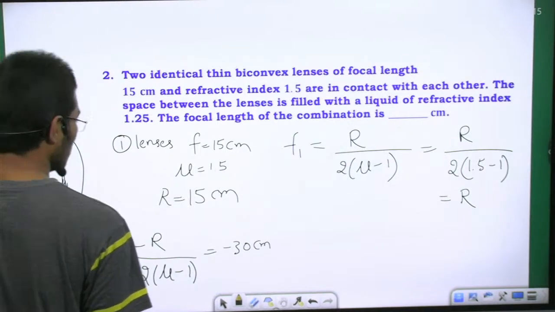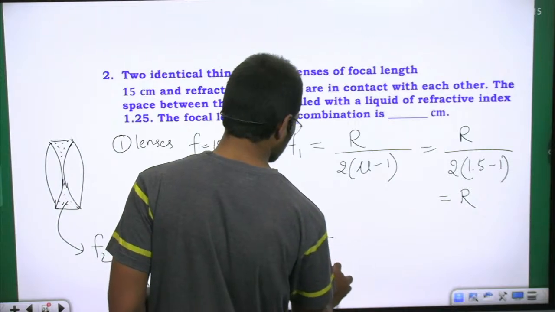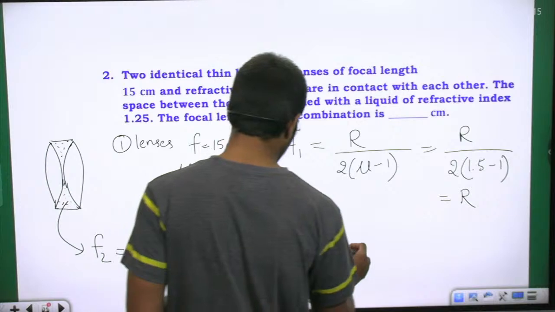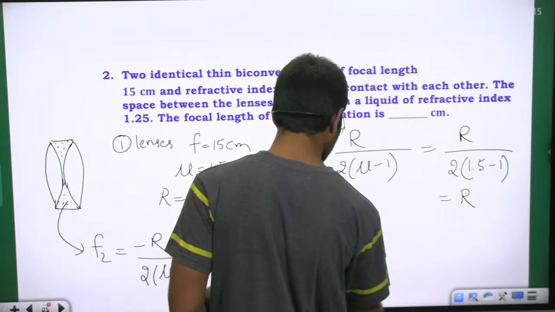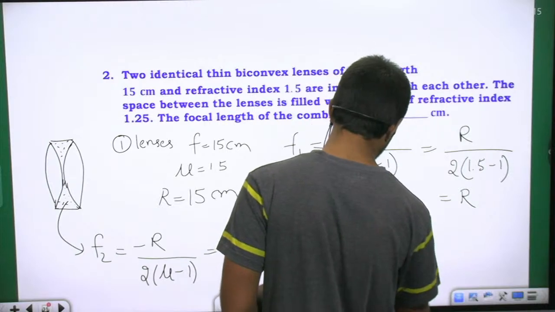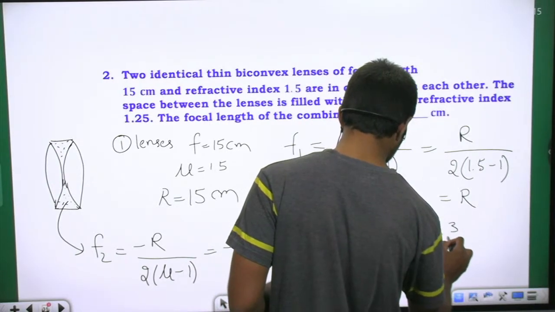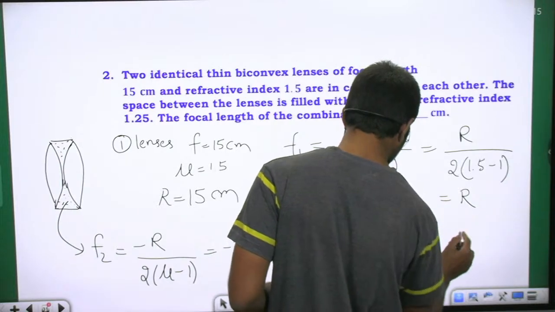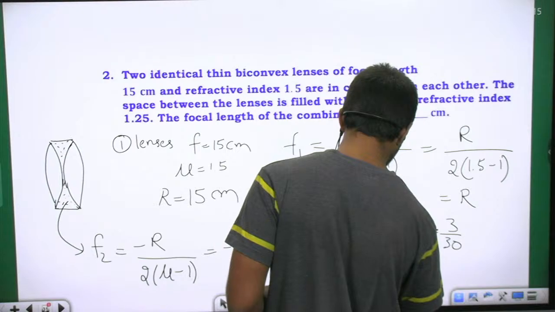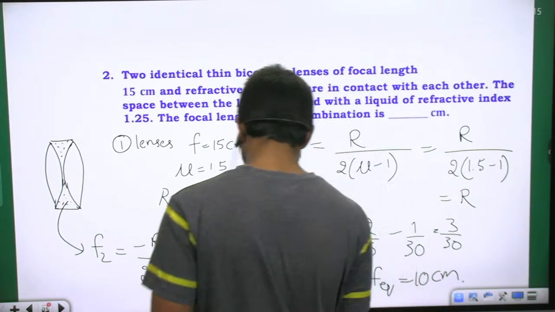So what is F equivalent? 2 by 15 minus 1 by 30 is equal to 3 by 30. F equivalent is equal to 10 centimeters.